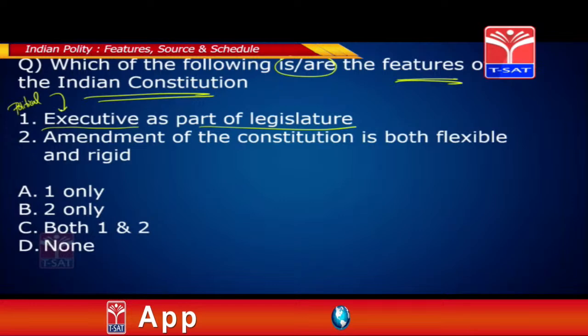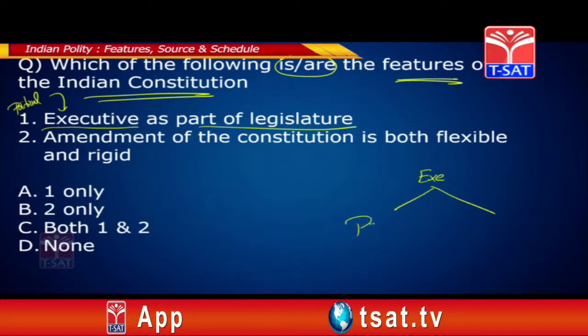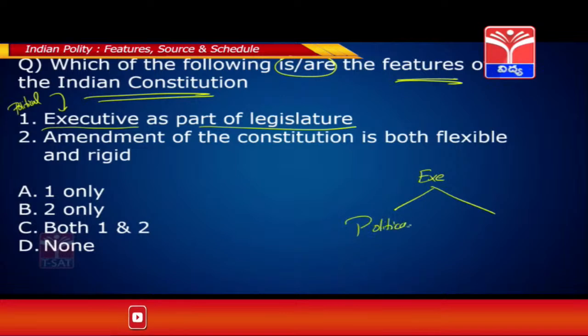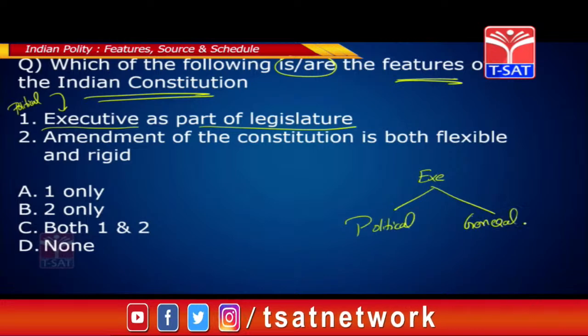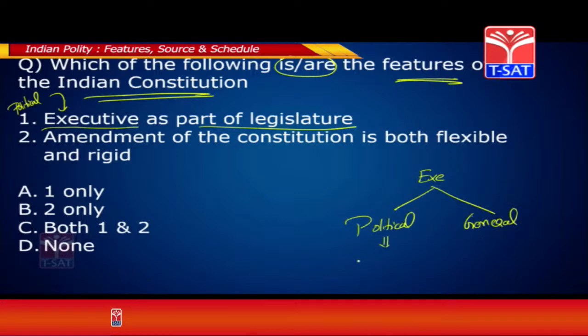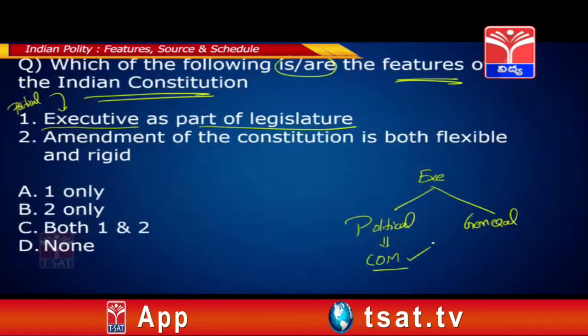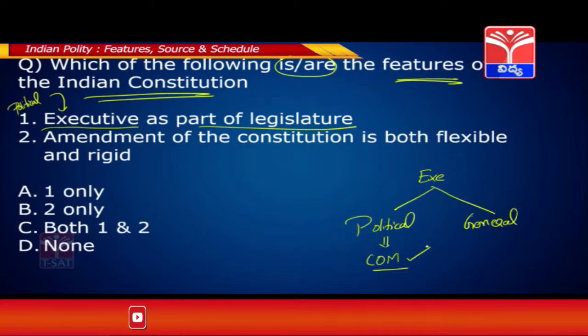Executives are divided into two types: political executive and general executive. Political executives are also called temporary executives. The Council of ministers is part of this: Prime Minister, Home Minister, Finance Minister, Science and Technology, etc.